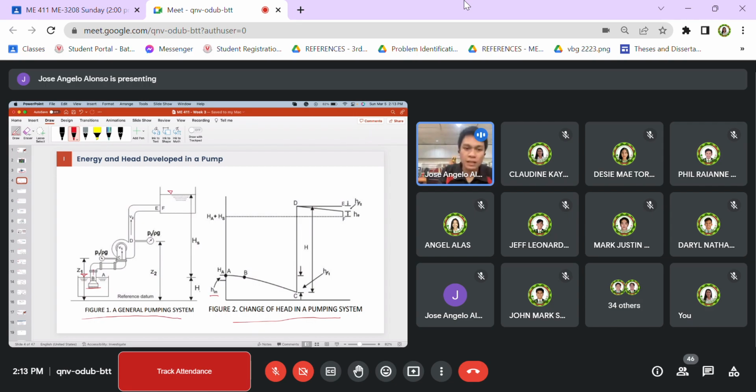Then alam naman natin na kapag ang fluid is dumaan sa pipe going to suction part or inlet part ng ating pump, magkakaroon tayo ng additional losses. So from B to C, we call that H sub F1. This is equivalent also to makukompute natin using Darcy-Weisbach equation or major losses.